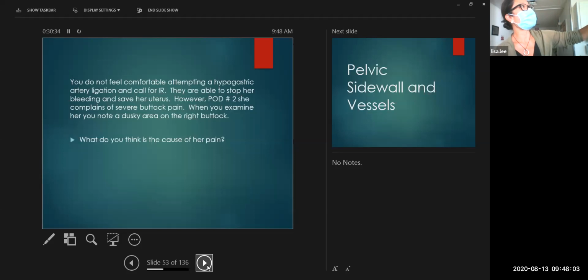Okay, so you don't feel comfortable attempting this. So you call IR. And they come in and they stop it. They embolize it. And everybody's good. She's all good. She's happy. But then on post-op day 2, she starts complaining of buttock pain. And when you examine her, you note this dusky area on her right buttock.